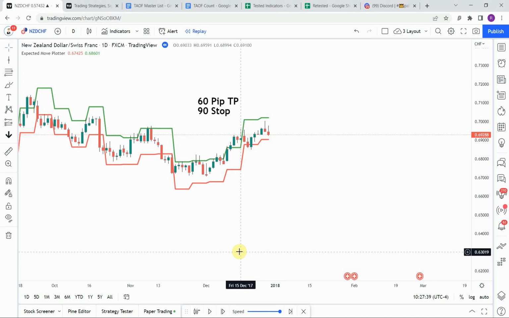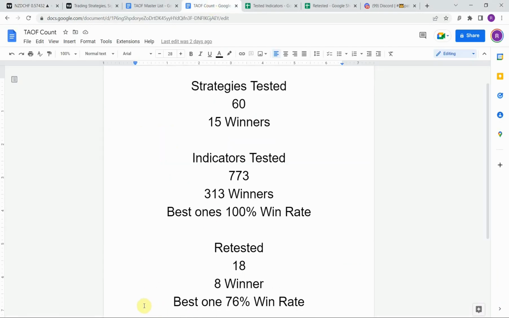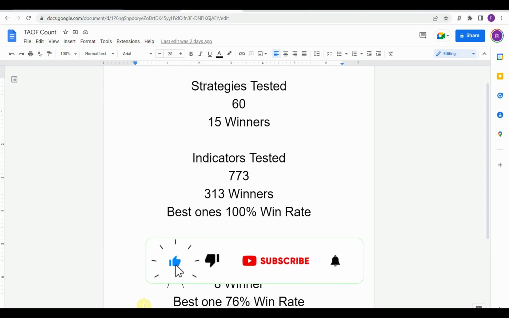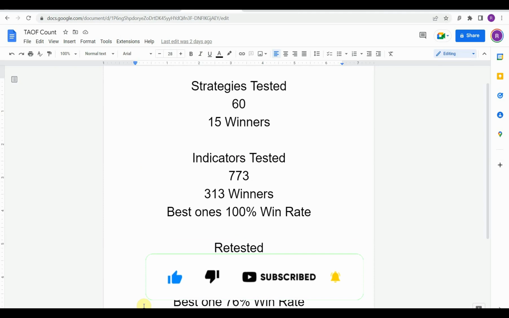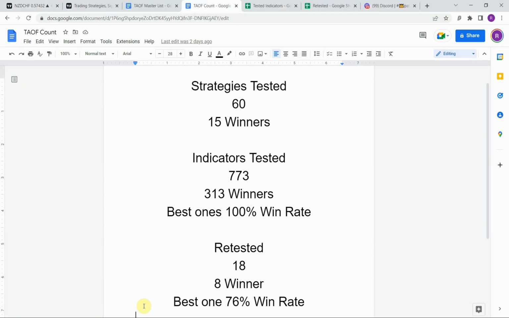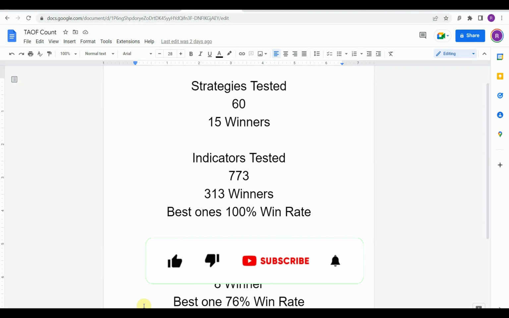Alright, as I said, today we will be testing the expected move plotter. Before we do though, I wanted to put the testing scoreboard up for everyone to see. So to date, we have tested a total of 60 different strategies, with 15 of them being profitable. We've also tested a total of 773 indicators, with 313 of them being winners. The best ones so far were able to achieve a 100% win rate. Now you need to go back and watch those videos to understand the context of how they were able to achieve that. So go back and watch those videos and see what you can get out of those winning indicators.